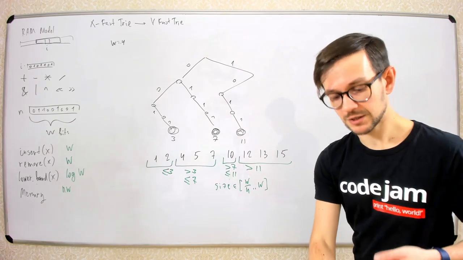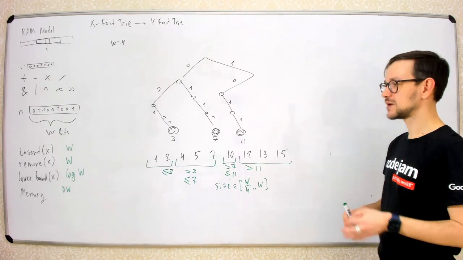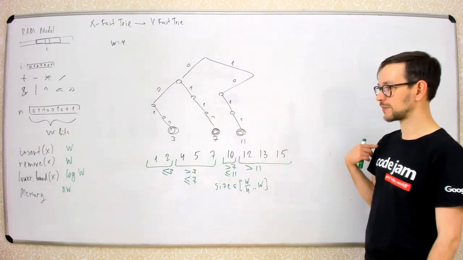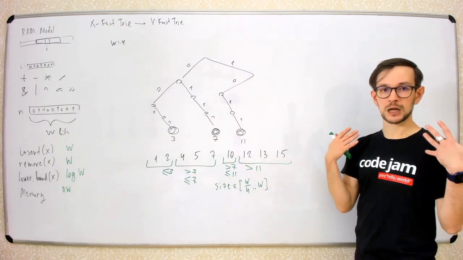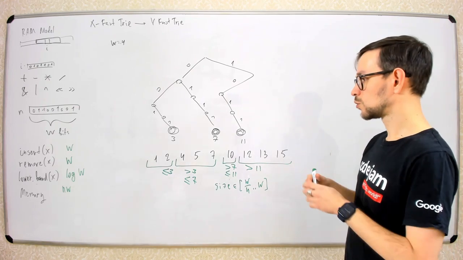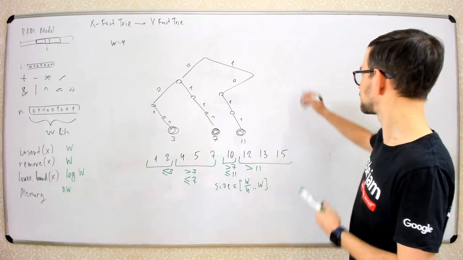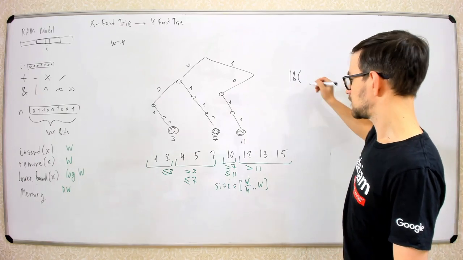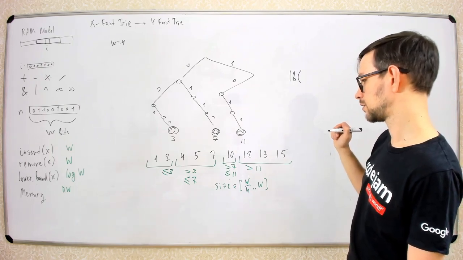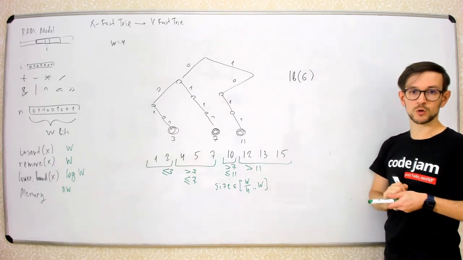Now, how to find the next one? So first, let's see that we didn't break anything. Let's say we still can find the lower bound in this data structure in log W time. So how to find lower bound in this data structure? Okay. So again, you want to calculate lower bound, let's say for 6. So how to calculate lower bound for 6?